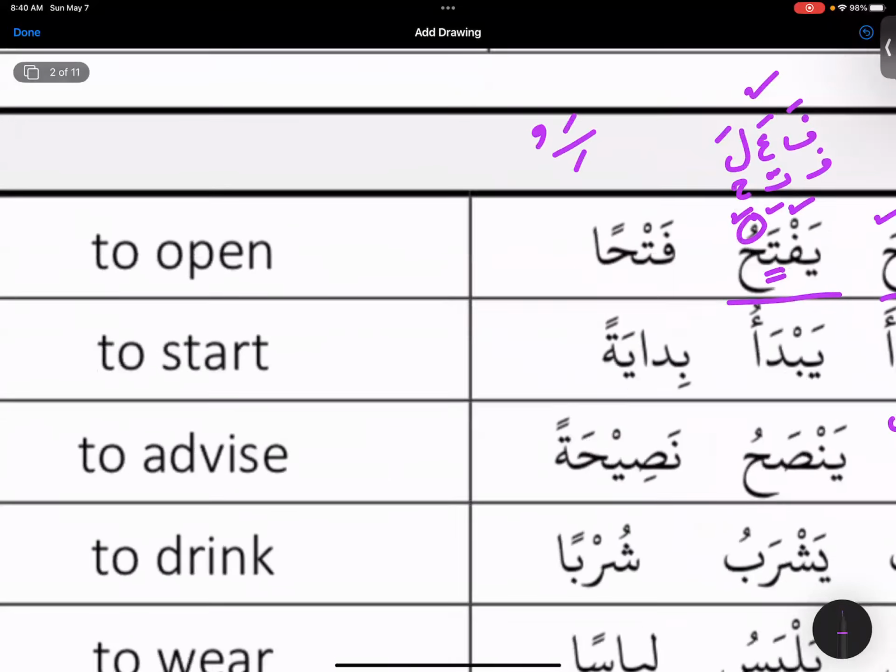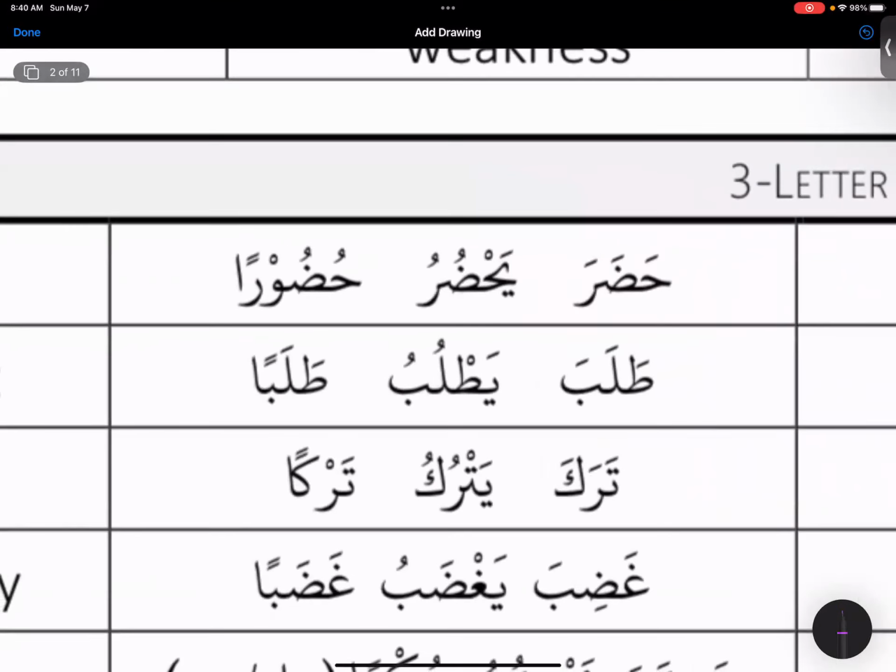Now look over here. Fataha, yaftahu. Then over here, hadara. Where is my fa kalima? Where is my ain kalima? Dad. And my lam kalima is ra, right? Now this hadara is becoming yahduru. What do you guys notice over here? The middle root has dhamma. Exactly. The middle root letter has a dhamma over here, not fatha, not kasra.